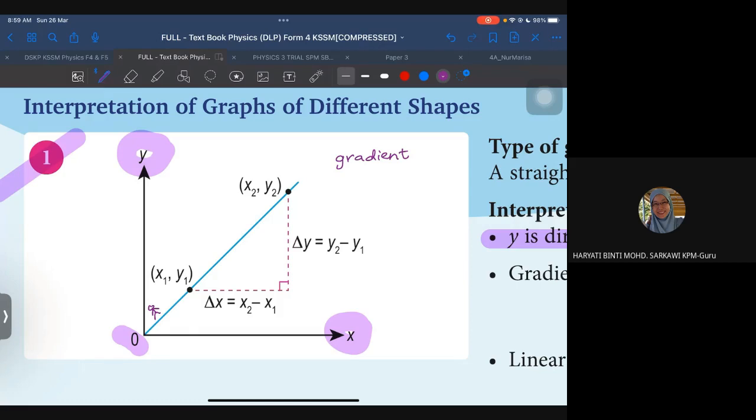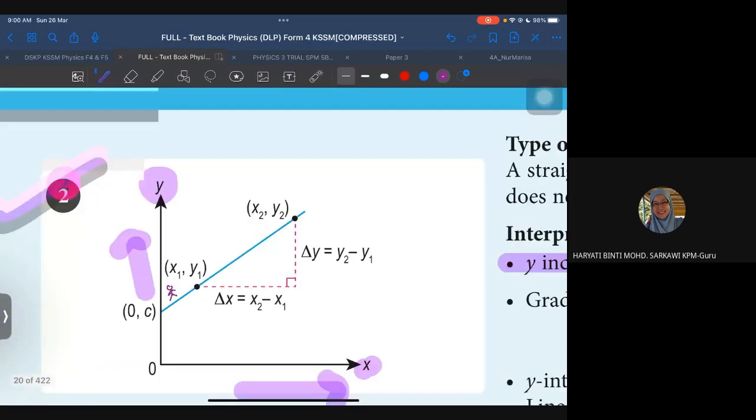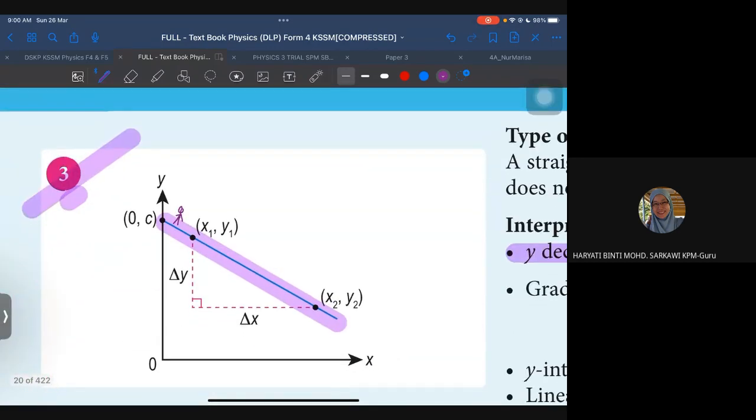When you run up this track, let's say this is a track, the gradient is all the time the same. So for this case, we say that the gradient is the same, which means this is constant gradient. So if you calculate the value of the gradient for a straight line graph like this, the value will be the same. Either graph number 1, graph number 2, graph number 3, as long as they are straight lines, the gradient will be the same. Okay, clear about this?